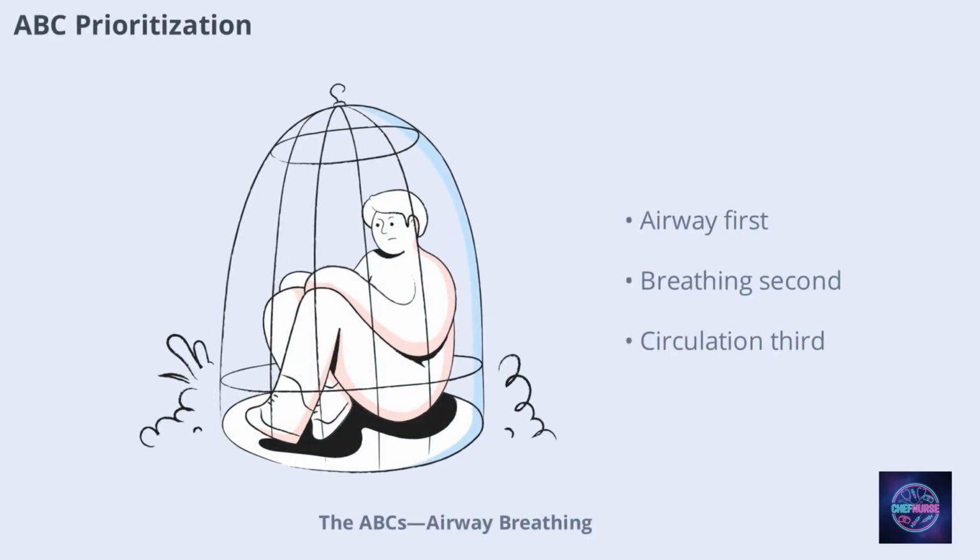ABCs, airway, breathing, and circulation, are fundamental in emergency and routine care. NCLEX questions often require you to identify which patient to see first or which intervention is most urgent. Always address airway issues before moving on to breathing or circulation. For instance, a patient with an obstructed airway is a higher priority than one with low blood pressure. This systematic approach ensures patient safety and effective care delivery.